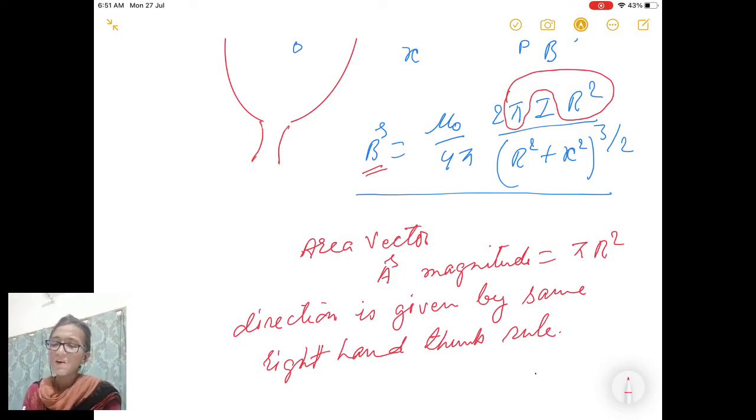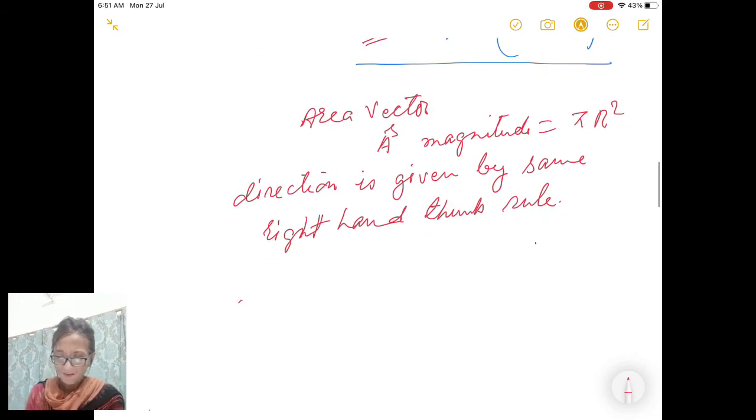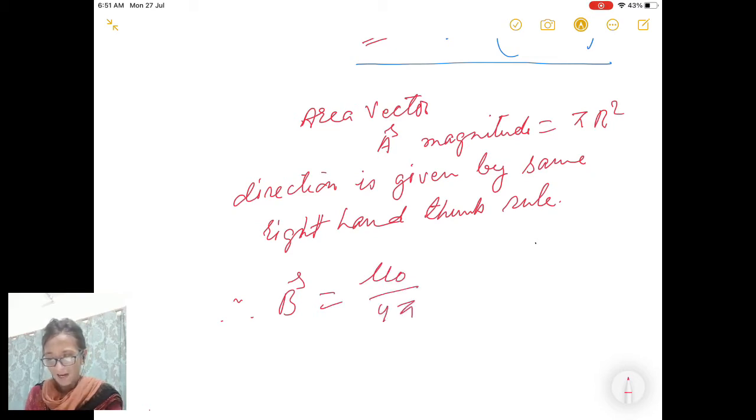So the direction of the area vector and the direction of B will be the same. Therefore you can write the field vector in terms of the area vector too: mu naught upon 4 pi times 2 I area vector upon (r square plus x square) whole power 3 by 2.